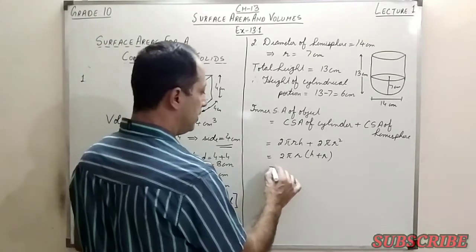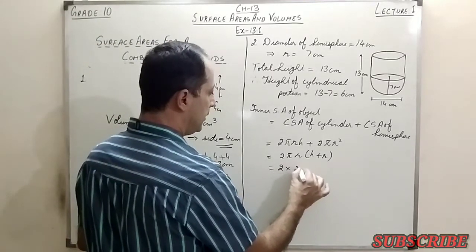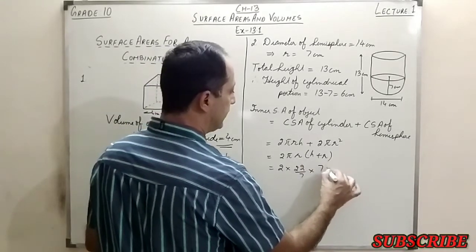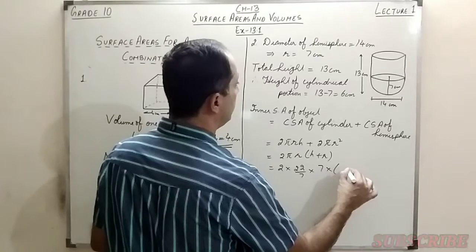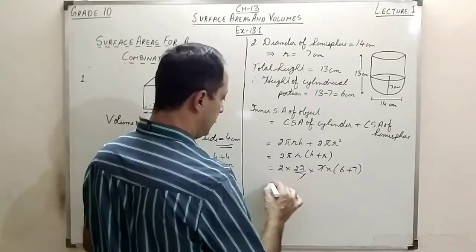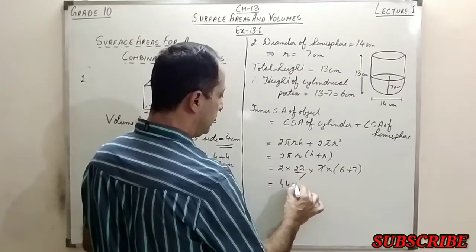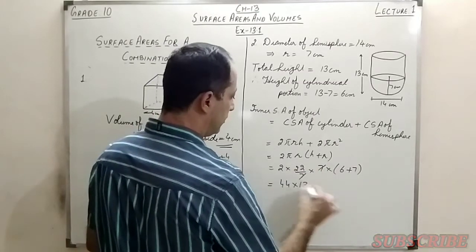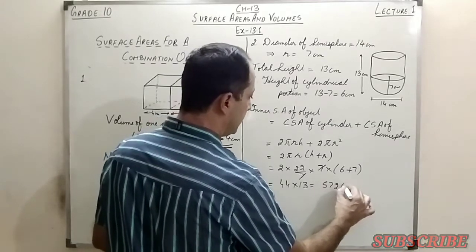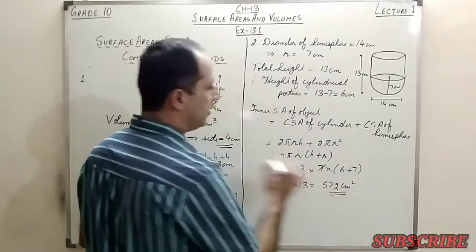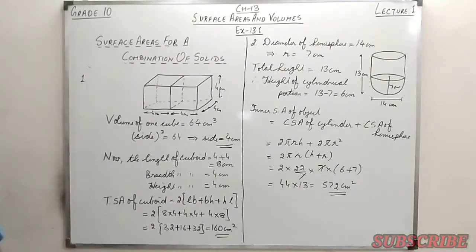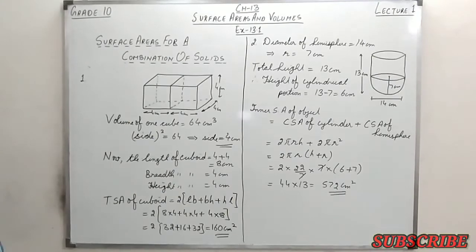So this is 2 times 22 by 7 times 7, and inside the bracket we have h, which is 6 plus 7. So the 7 cancels out. So this is 44 into 13. So this is 13 fours are 52. And this is 572 centimeter square. So this is how we can do this question, right? Let's go to the next question of this exercise now.